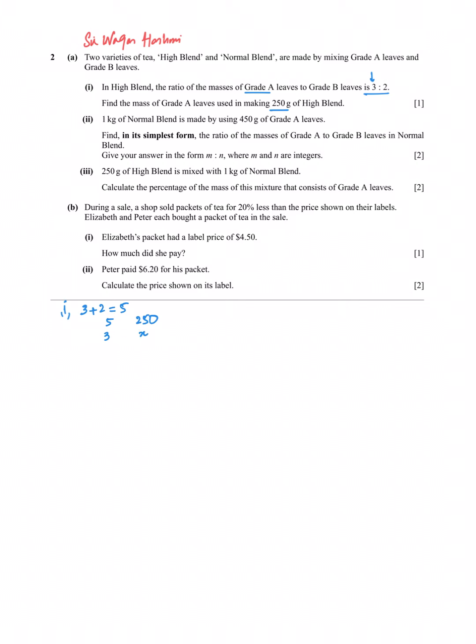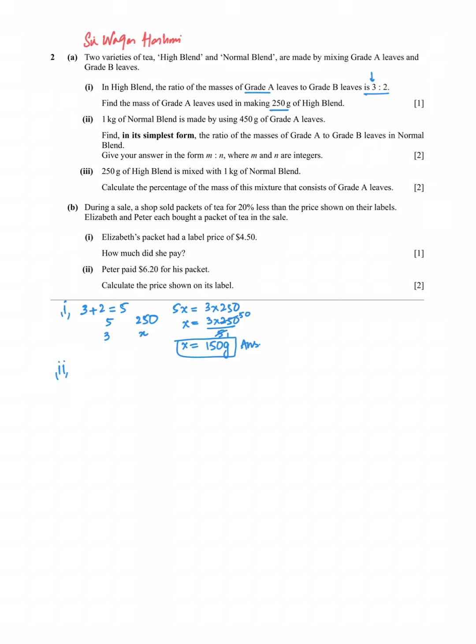By cross multiplication you will get 5x equals 3 times 250, and x equals 3 times 250 divided by 5. You can easily simplify it, so 5 1s are 5, 5 5s are 25, and 5 3s are 150 grams. So that is your grade A mass in the total of 250 grams with the ratio of 3:2. That is your first part answer.